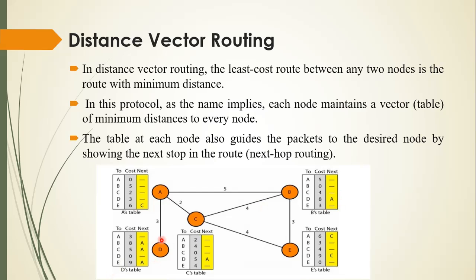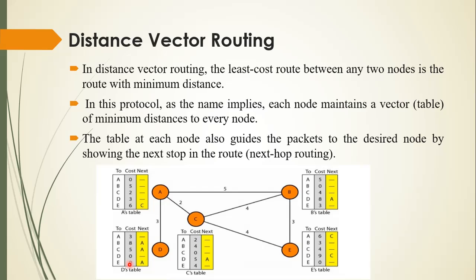Okay, now at D. Now we are considering from D. D to A is 3, so we write 3. To B we have to travel through A, so D to A to B. The distance is 8 and we are going through A. Now for C, D to A and A to C, so 3 plus 2 is 5, and here we write A. D to D is 0.